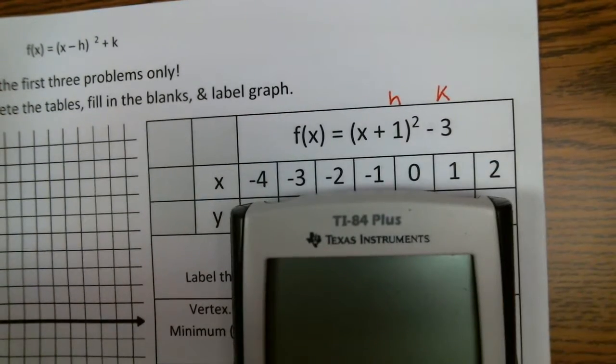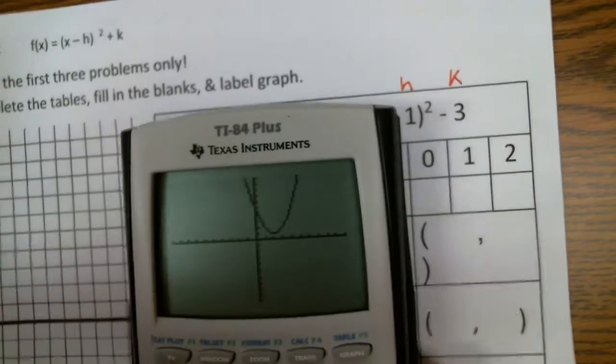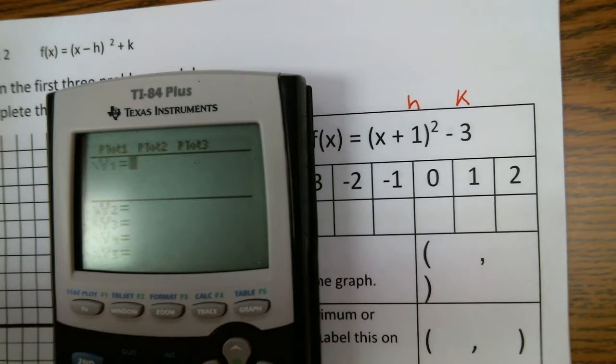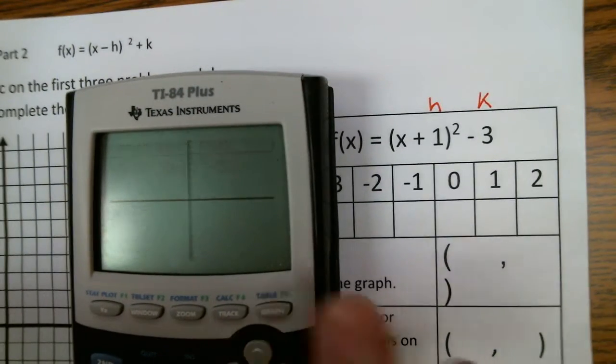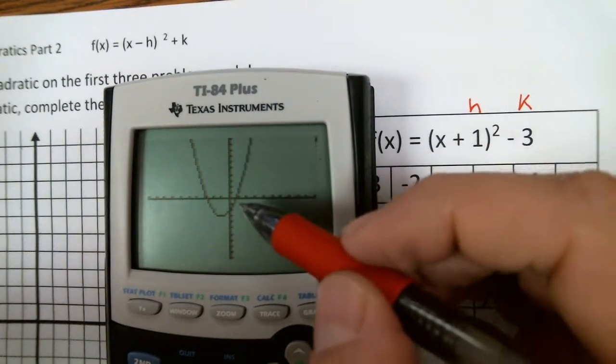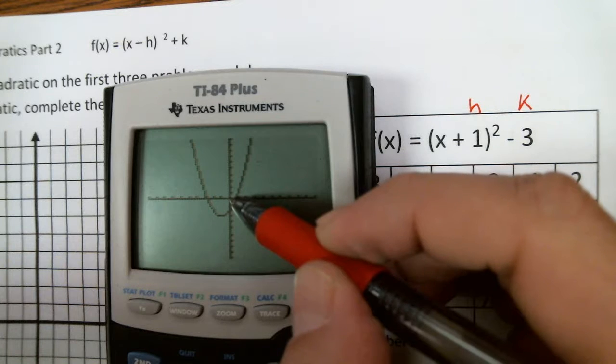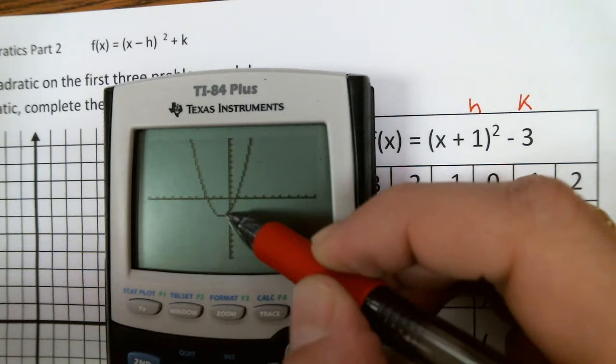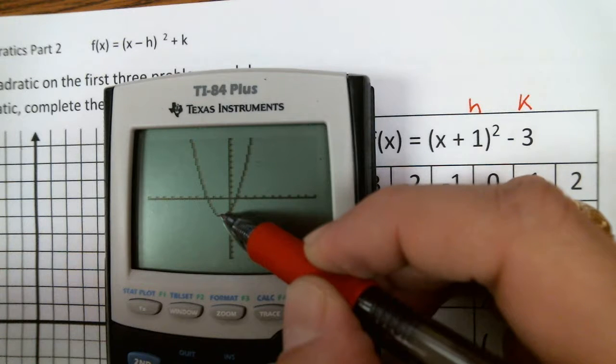Let's go to the graph. Okay, go to y equals, erase what I have, parentheses, x plus 1, close parentheses squared, minus 3. Okay, so I know I'm going to go down 3. Let's see here. From the vertex, right there, 1, 2, 3. I did go down 3, but this time it looks like I went to the left 1.